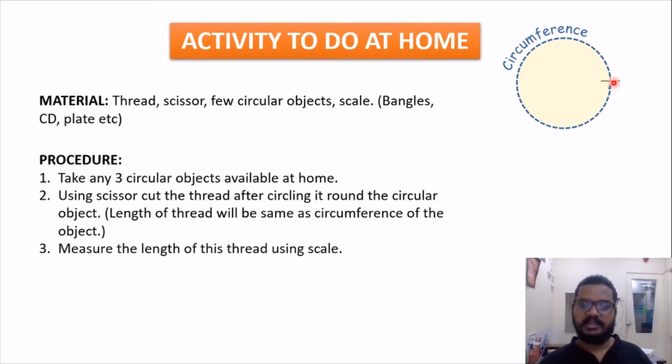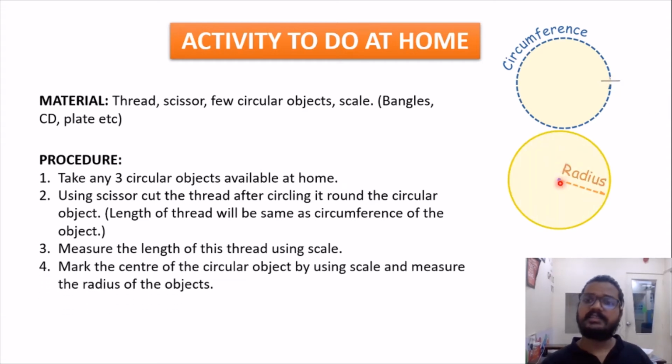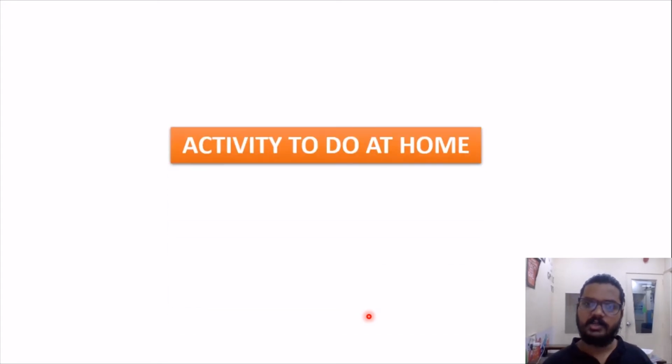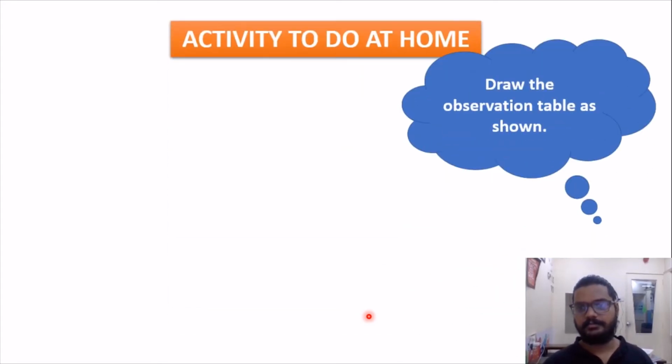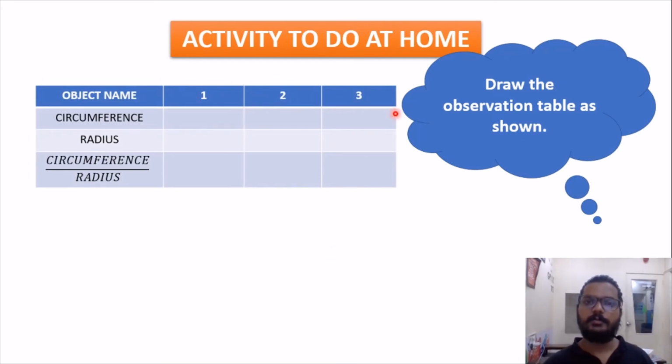Once you are done with this, measure the length and mark a point at the center. Now once you get the center of the circle, find out the radius with the help of the scale. Now once you are done till here, you have to form a table, an observation table. Now in this table, you write down all 3 objects which you had. It could be kada, bangle, CD, plate, whatever you want to write.